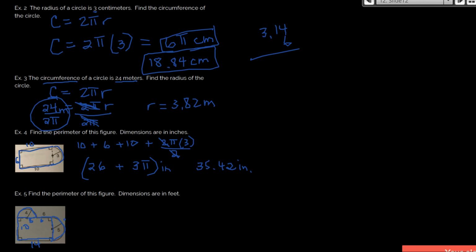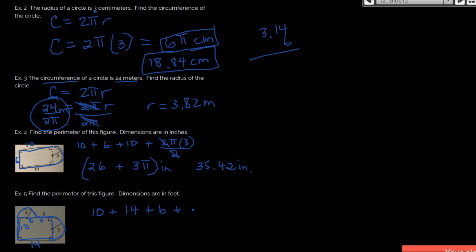So let's add all these up. Let's start over here. So this side is 10. The bottom is 14. I'm going to save the circles for last. This section up here is 6. And now we need our 2 half circles.